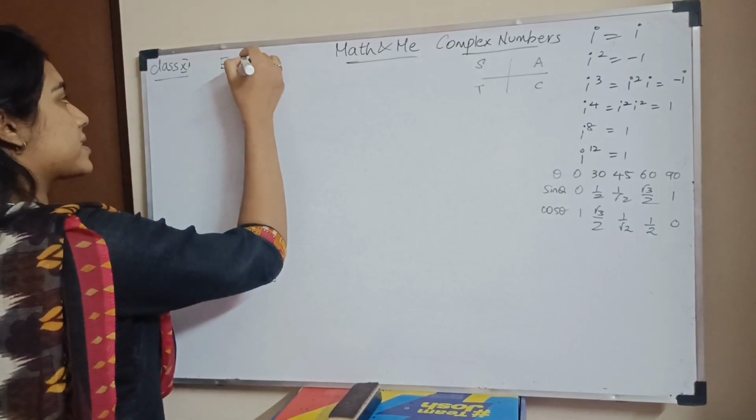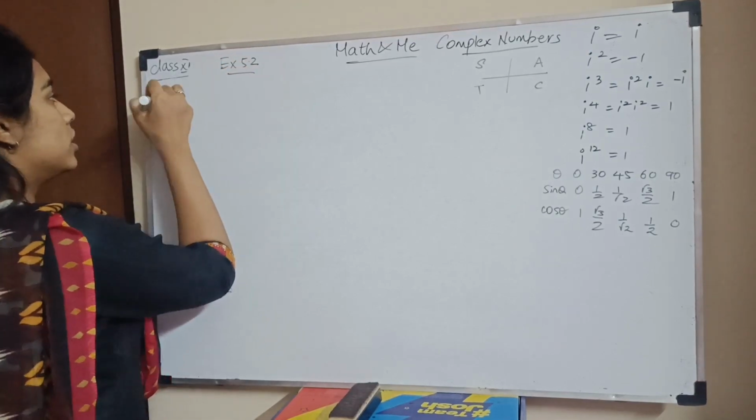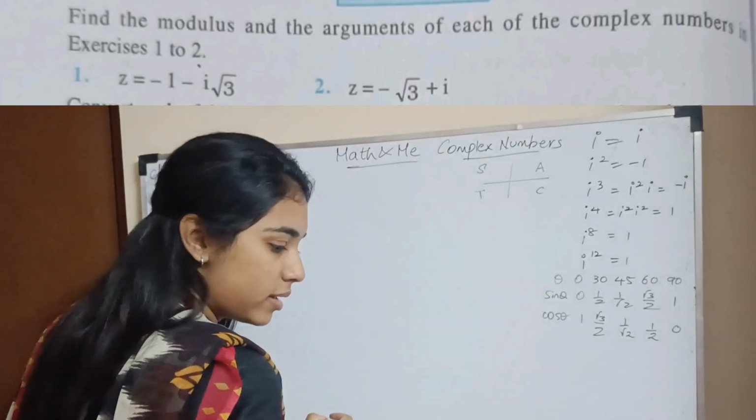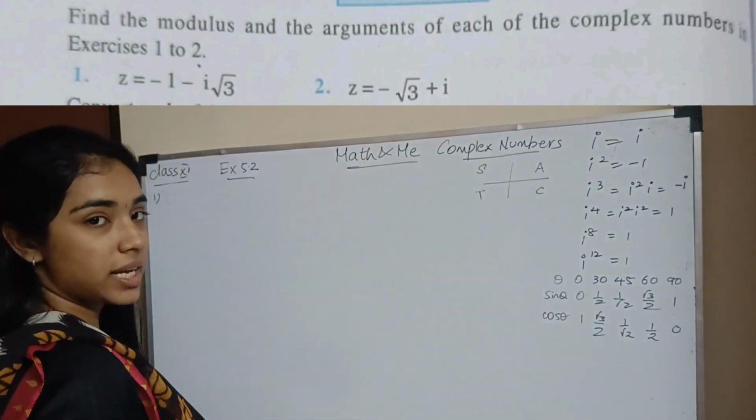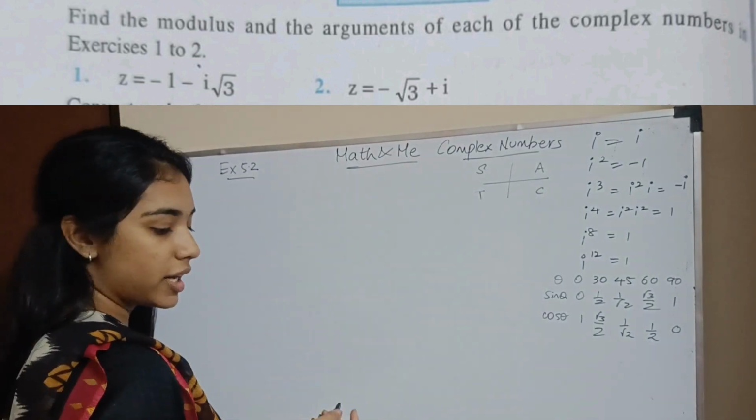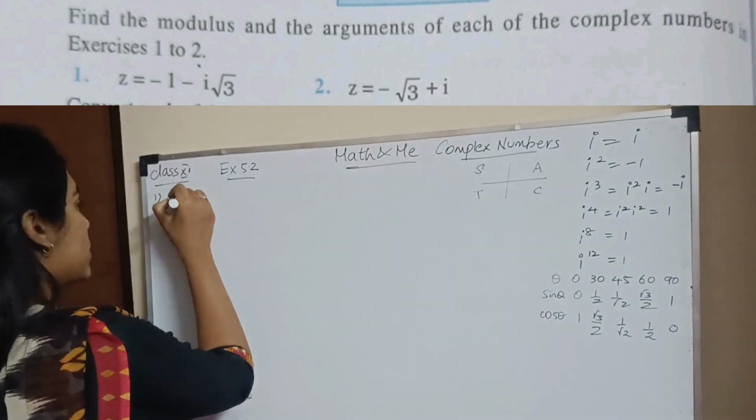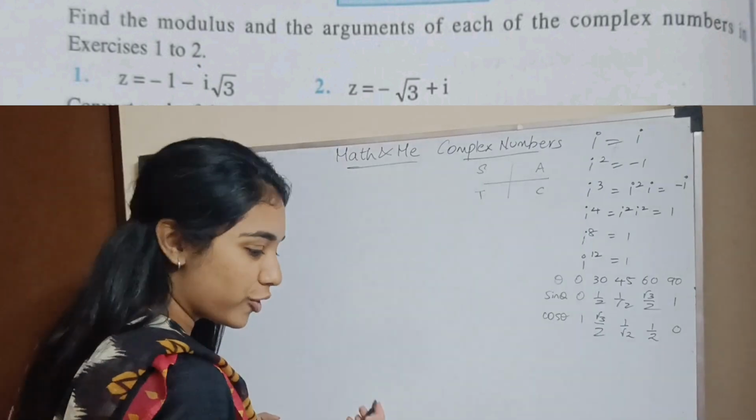So let's get into exercise 5.2. Question number 1. Find the modulus and the argument. Modulus na enadhu? Root of x square plus y square. Argument is the theta. Okay. First on the words ikla meaning therinjadhaan question solve panna mudiyum illaya.